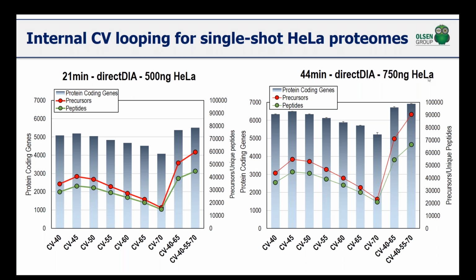And more importantly, when we look at the data from the 44-minute gradient, we can see that we are now up at close to 7,000 protein coding genes that we can cover in a single experiment using these 3 different CV values on the fly, and close to 70,000 unique peptide sequences and 90,000 precursors that we can cover in this short period of time.